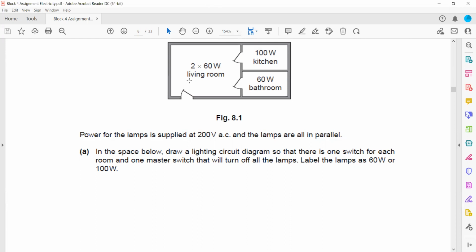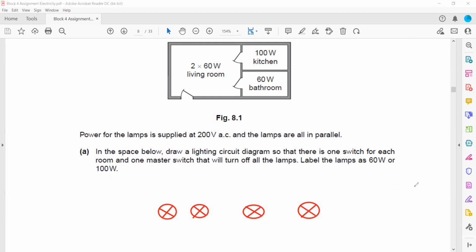So in the living room, there are two lamps and they are all connected in parallel. So, for example, these are the lamps in the living room. Then there is a lamp in the kitchen and another lamp in the bathroom. So each room has a single switch, one switch. So it means the two lamps in the living room should have a common switch. So how to draw a common switch?